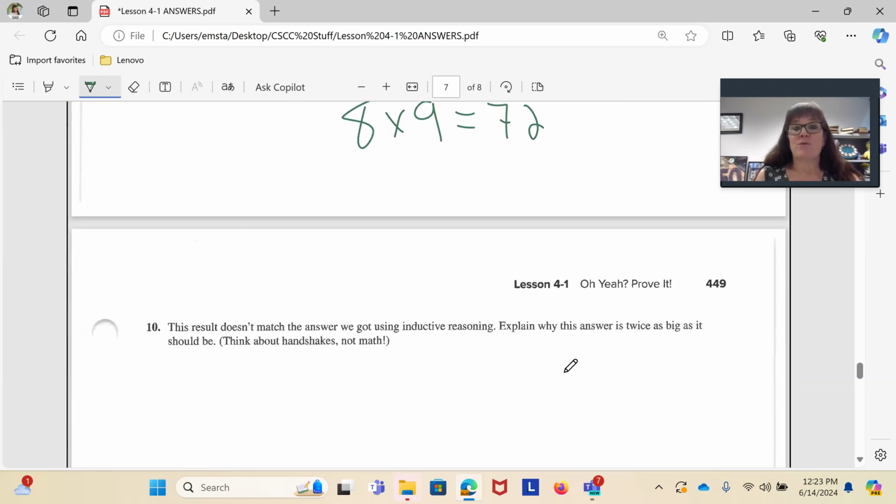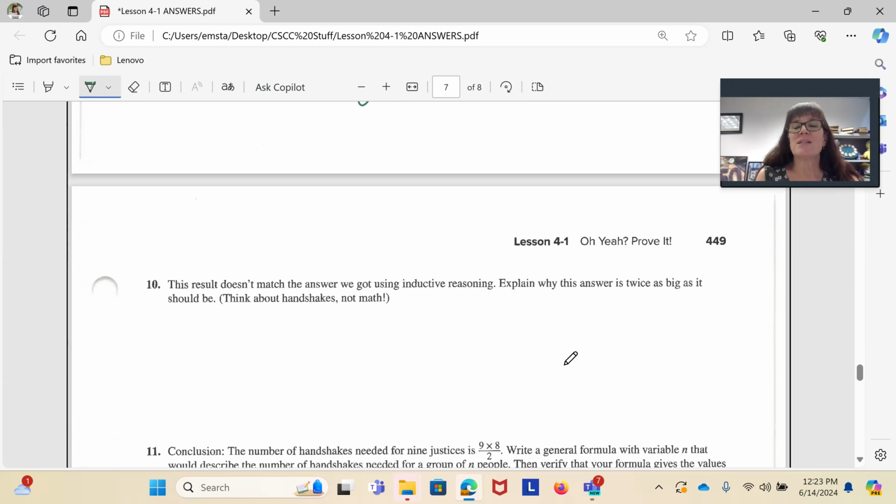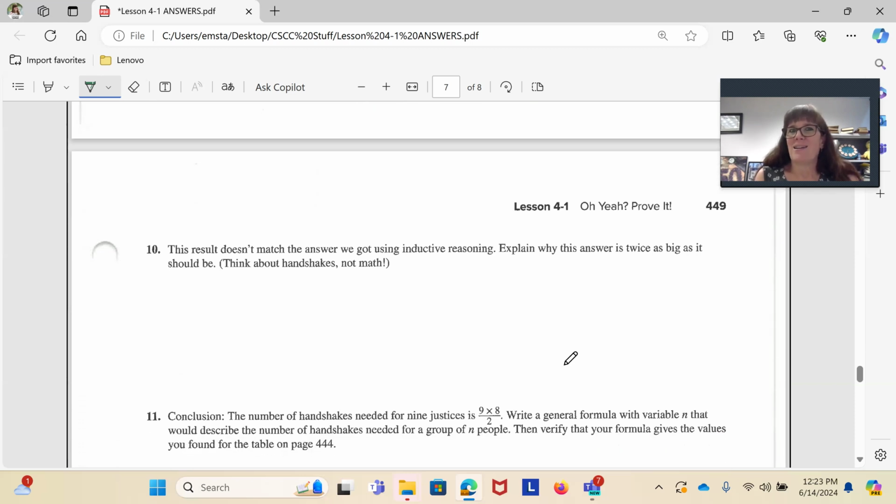At the top of page 449, you're going to say, wait a second, that doesn't match the answer we got in the table before. The answer we got in the table before was 36. This is twice as big as it should be. Why?